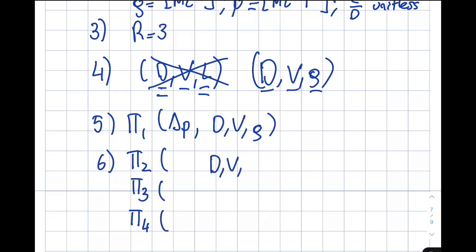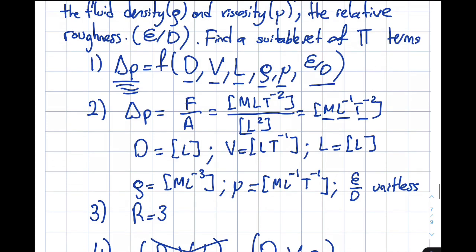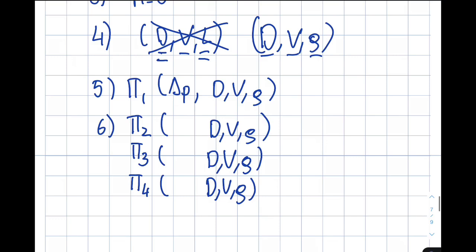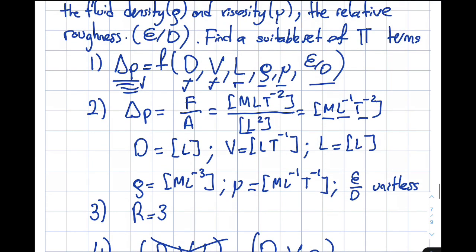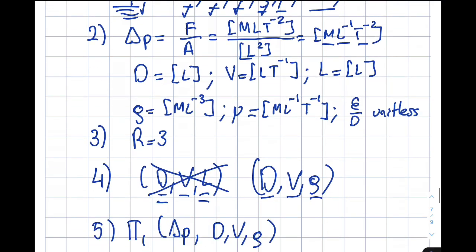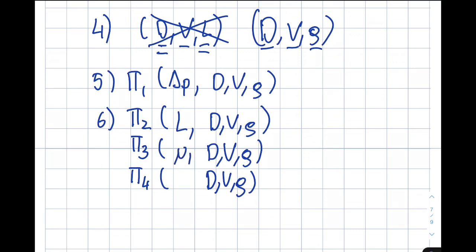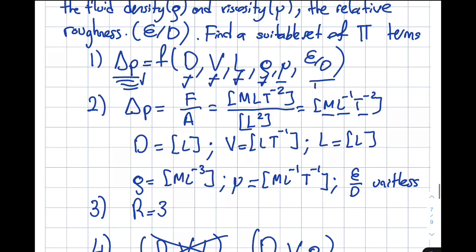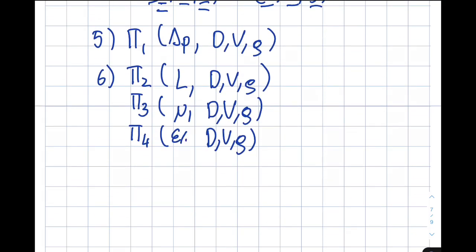D, v, rho, as the name recommends, these are repeating variables, so they will appear in all of the pi terms. So let's go back up here. Delta p I have accounted for in the first pi term. D I'm accounting for in every single pi term because it's a repeating variable. V, similar fashion. L I have not accounted for yet, so I'm just going to call it L over here. So L is checked. Density is used in all of them because it's a repeating variable. The next one will be viscosity, and the remaining one, if I go up there, is epsilon over d. You can see over here as well. So this will be epsilon over d.